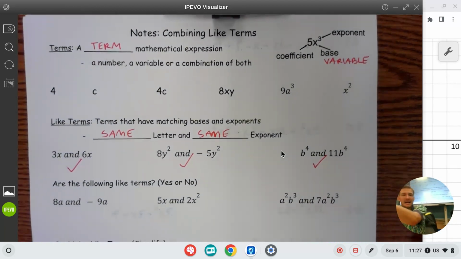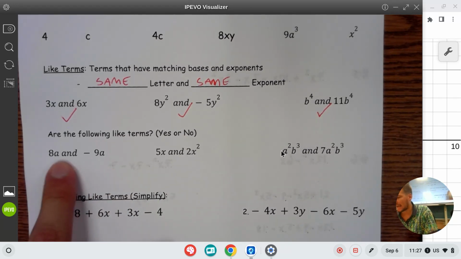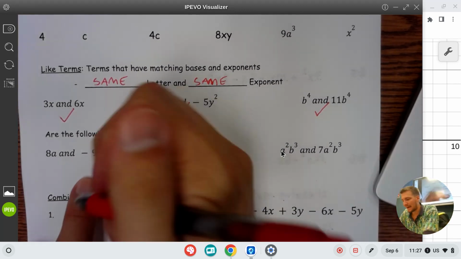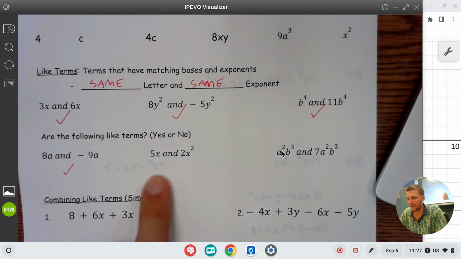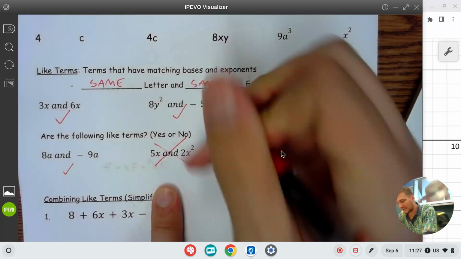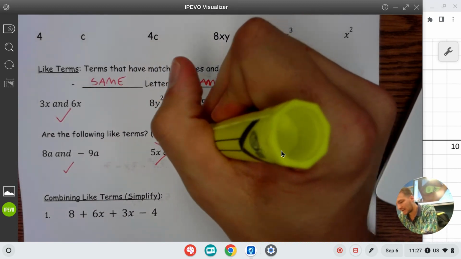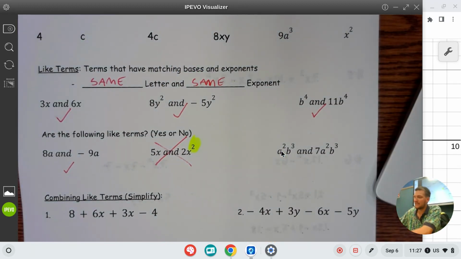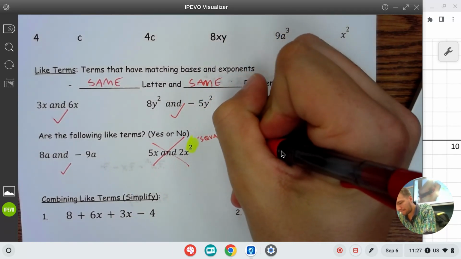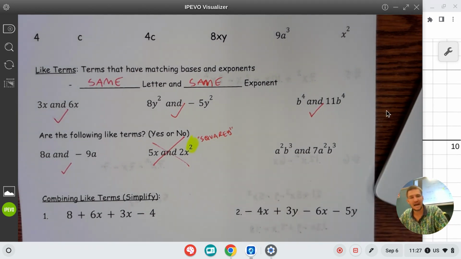Now on this next line, it's up to us to decide, are these matches? So the first one, 8a and negative 9a, you think that's a match? I would agree. I think that's a match. Looks pretty good. What about the middle one, 5x and 2x squared? No, not looking good. What's the difference between the two? The squared, right? And we talked about how these exponents, the little 2, we call squared. Cool. The squared is the problem there. It's not a match.